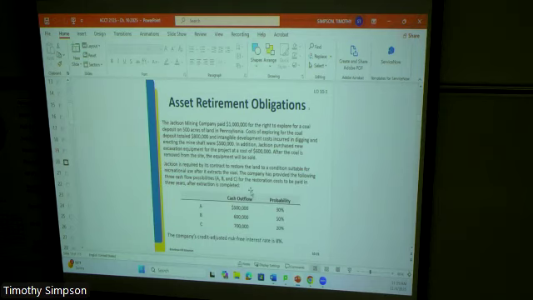So here's an example: Jackson Mining, and this is a similar case to the one presented in your text as well, and we can talk about that. Jackson Mining paid $1 million for the right to explore for a coal deposit on 500 acres of land in Pennsylvania.